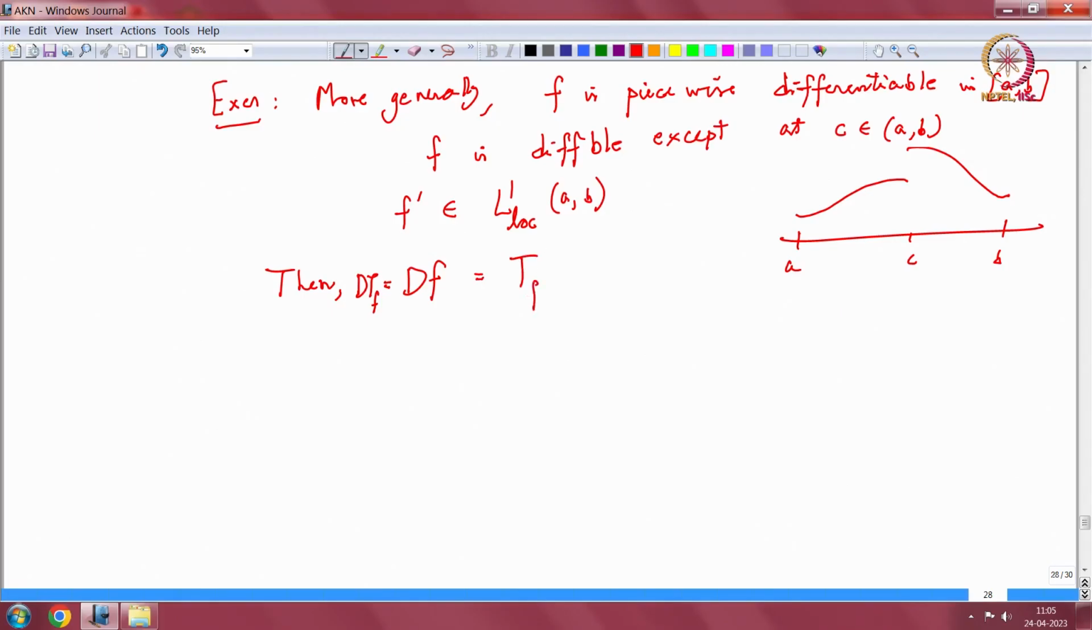So, I know there is a distribution given by f prime, and then you will have the jump of f at C times the Dirac delta at C. You see. So, what is the jump of f at C? It is f(C+) minus f(C-). So, you are basically assuming the left and right limits of f exist. So, you see you can compute.